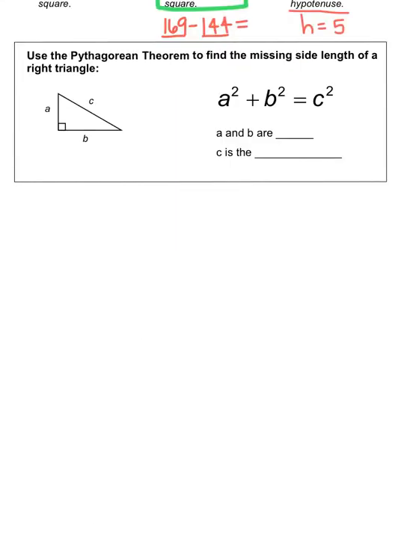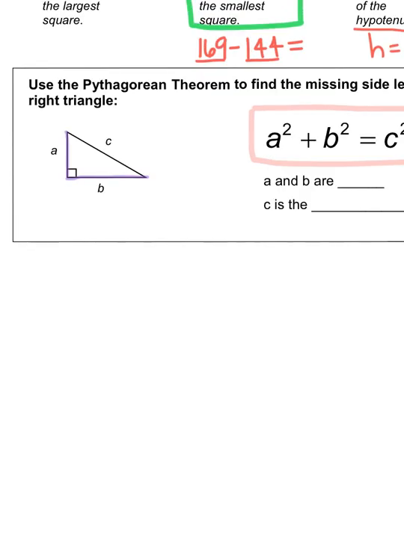Now we're getting somewhere. We get to use the Pythagorean theorem to find the missing side length of a right triangle. So here is the Pythagorean theorem. This is what it looks like when it's written mathematically: a squared plus b squared equals c squared. And guess what? Those squares, they look like squares. A and b are the legs, and c is the hypotenuse.